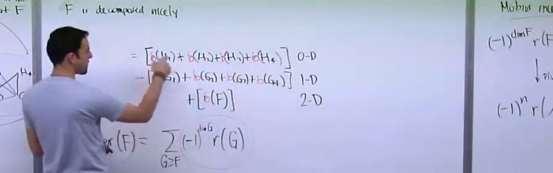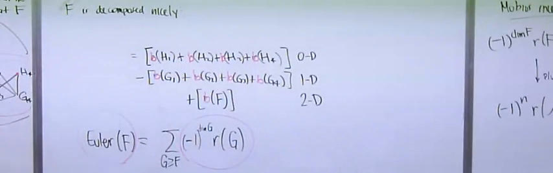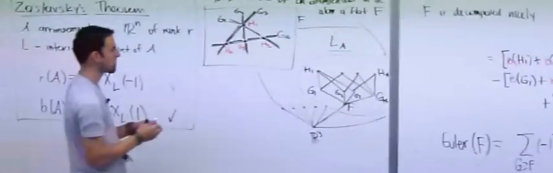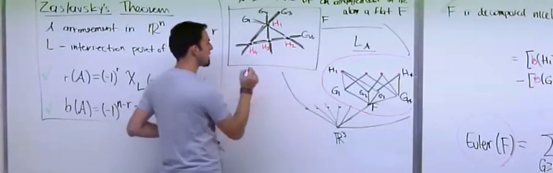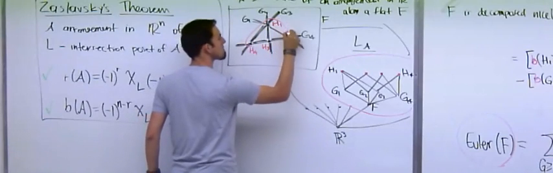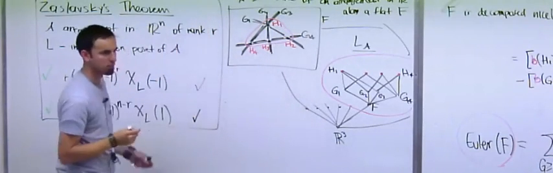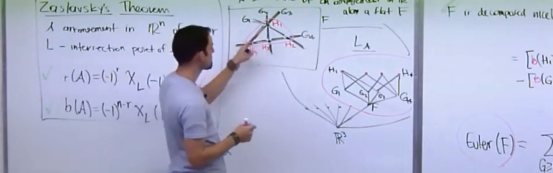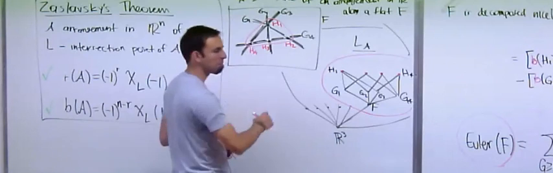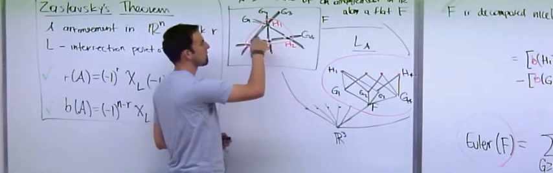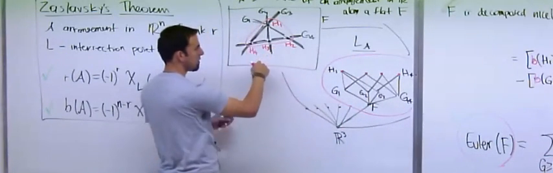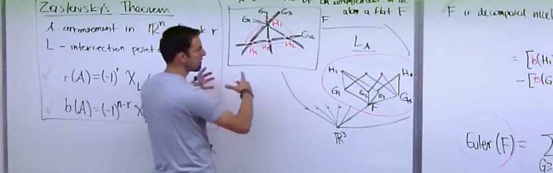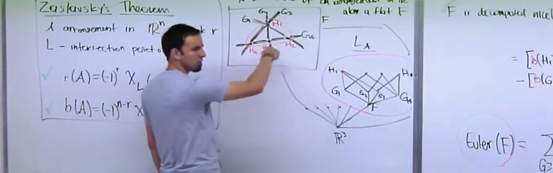What Euler characteristic am I computing with this expression? I'm just looking at the bounded regions in this picture, which means I forget the ones that go off to infinity, and I just pay attention to these guys right here. The bounded regions of H1, H2, H3, H4, minus the bounded regions of the lines, plus the bounded regions of the arrangement. This computation is exactly the computation for the characteristic polynomial, for the Euler characteristic, not of the whole space, but of this bounded piece.